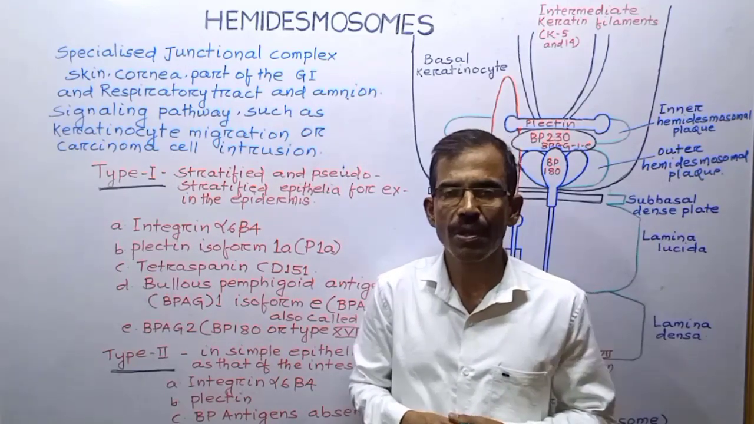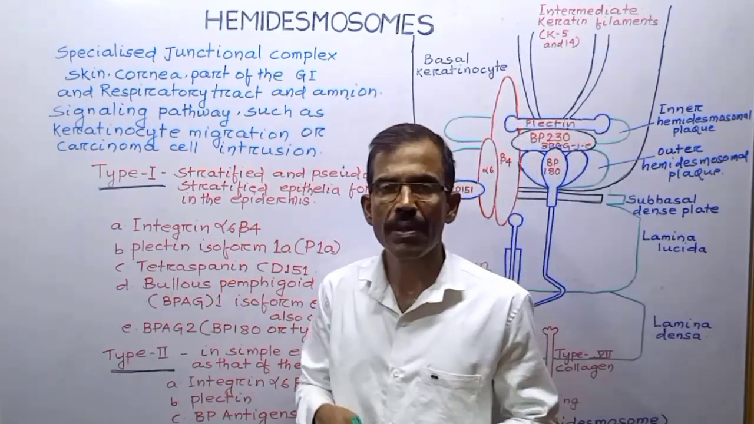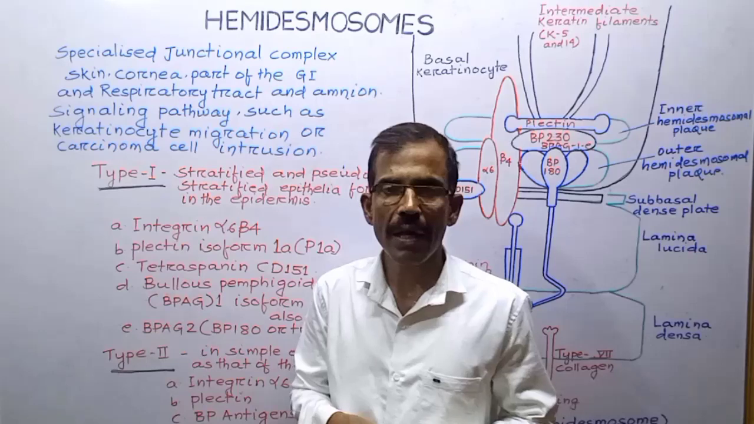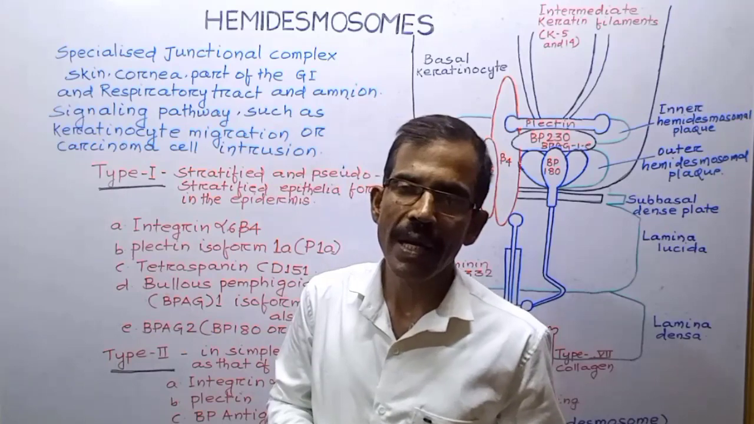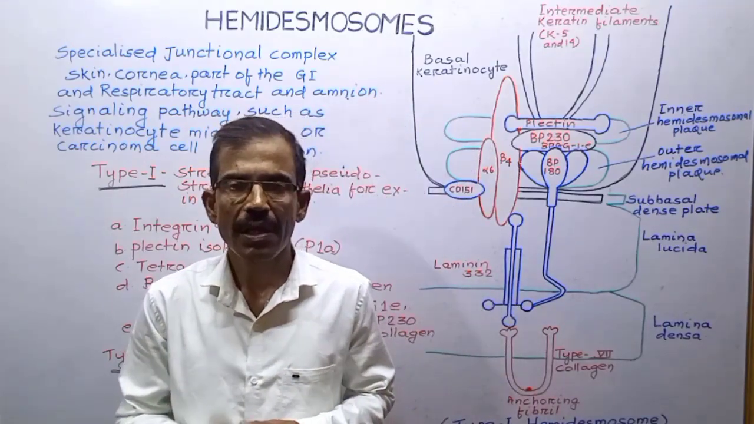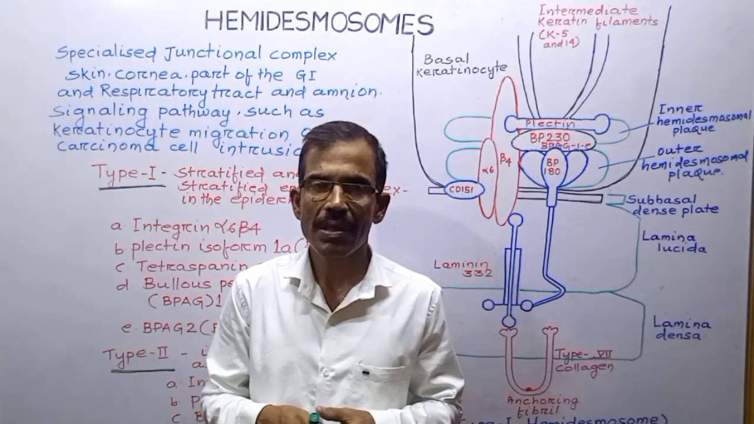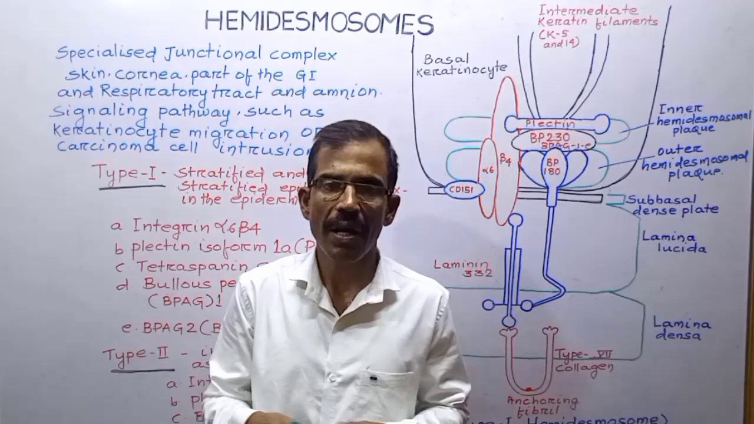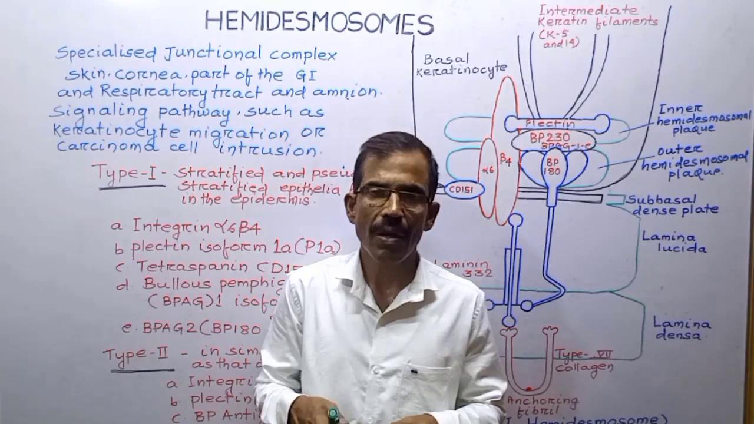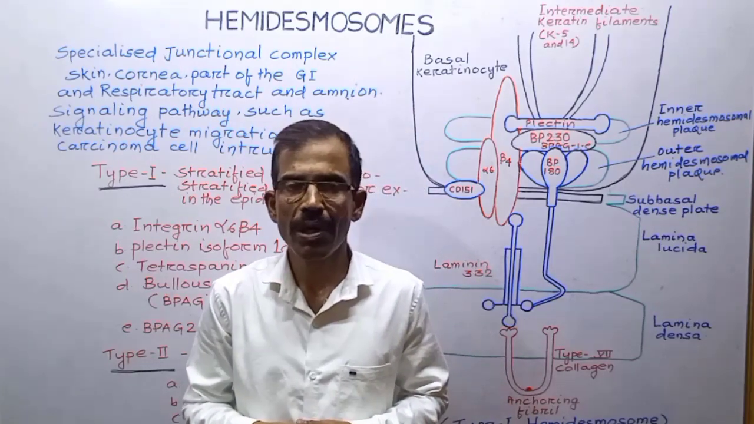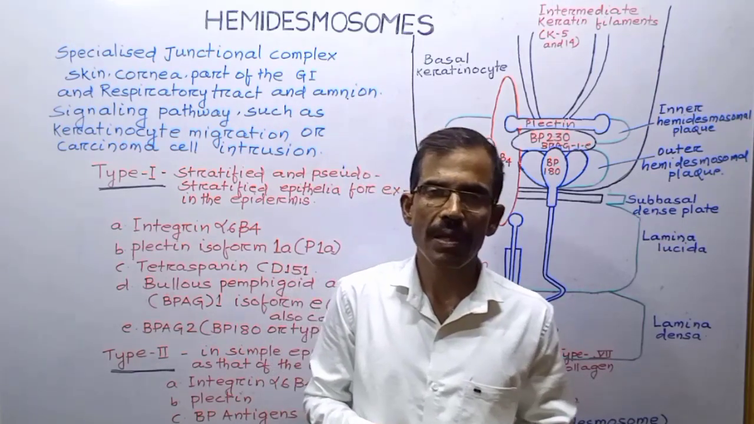Hemidesmosomes are specialized junctional complexes that contribute to the attachment of epithelial cells to the underlying basement membrane. They are present in stratified and other complex epithelia such as the skin, the cornea, and parts of the gastrointestinal and the respiratory tract. They are integrin mediated. Hemidesmosomes are also involved in signaling pathways such as keratinocyte migration or carcinoma cell intrusion.